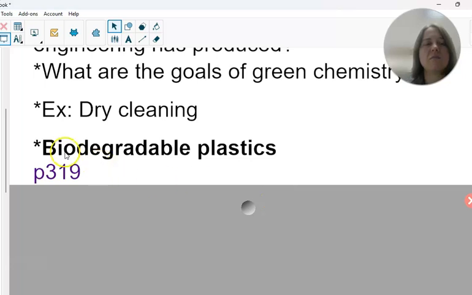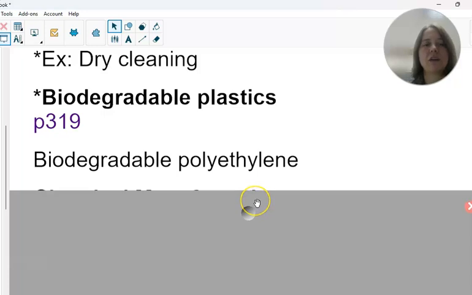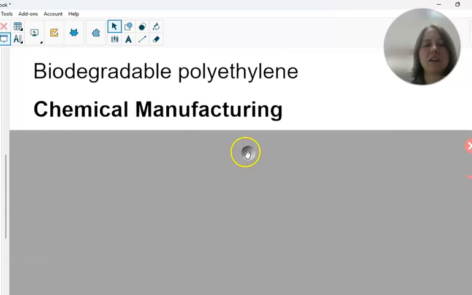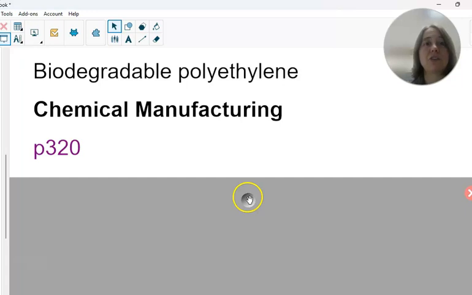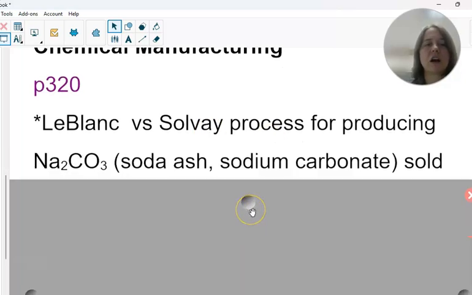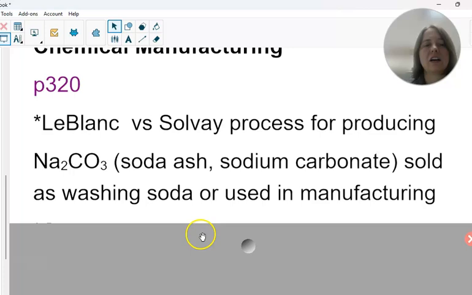And then talking about biodegradable plastics on page 319, please write these down and be ready to answer them. What is biodegradable polyethylene? And it also talks about chemical manufacturing on page 320. What is the LeBlanc versus the Solvay process for producing soda ash, Na2CO3, also known as sodium carbonate, or washing soda? It's sold in stores as washing soda, and it's also used in manufacturing processes.